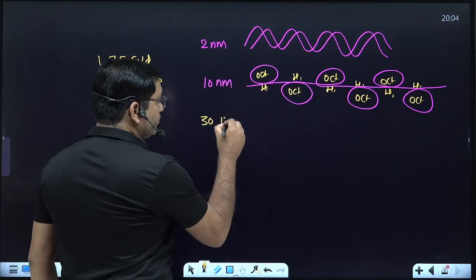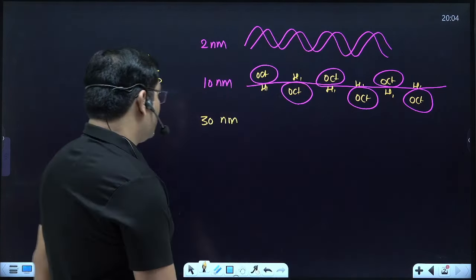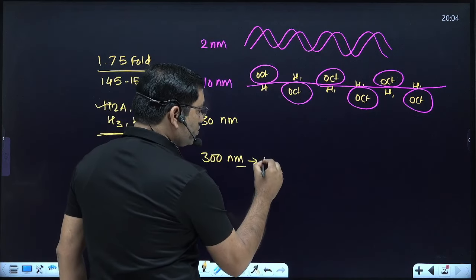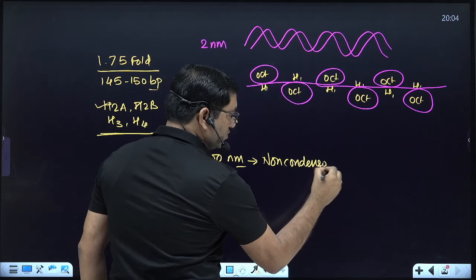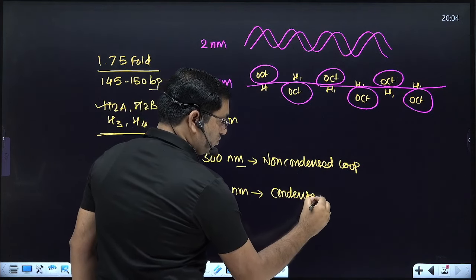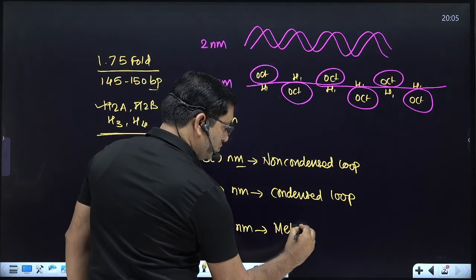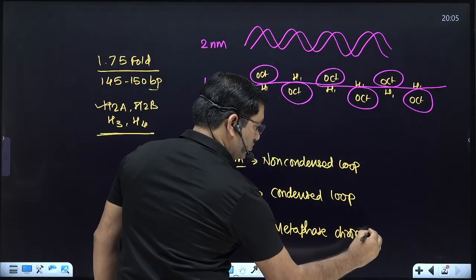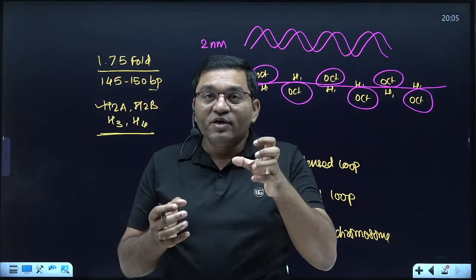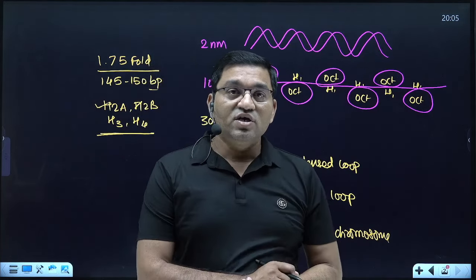Then 30 nanometer chromatin fibril, which is composed of 6 to 7 nucleosomes. Then this 30 nanometer is converted into 300 nanometer of nuclear scaffold associated protein, that is non-condensed loop. Then 700 nanometer, that is condensed loop, and metaphase chromosome, 1400 nanometer. So this is organized and there is a decrease in end to end length of the DNA. So DNA will not be available for the transcription process. This is a highly complex structure and DNA will not be available for the transcription process.